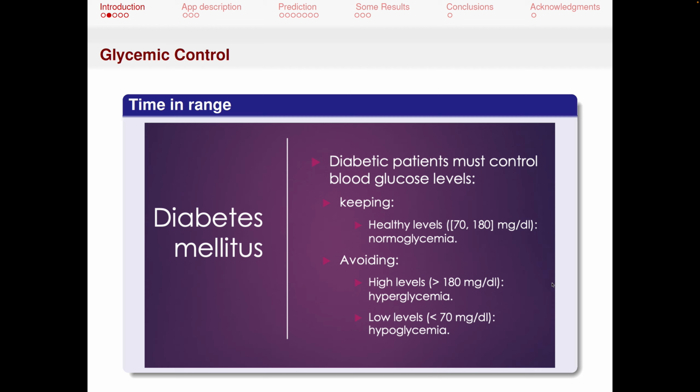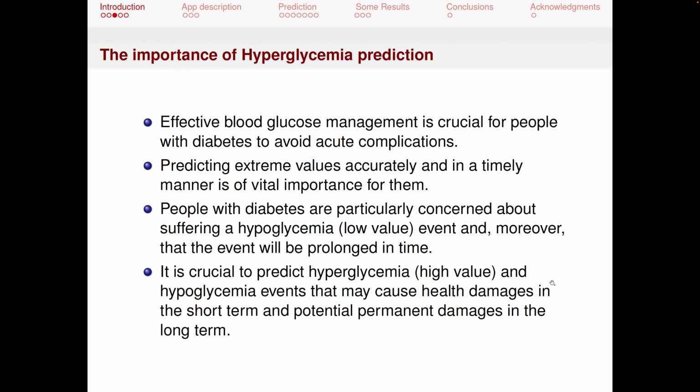But time in range is the most used variable or parameter to know the control of the illness by people with diabetes. And as I told you, what is important is to avoid both high and low levels, hyperglycemia and hypoglycemia, in their extreme values.